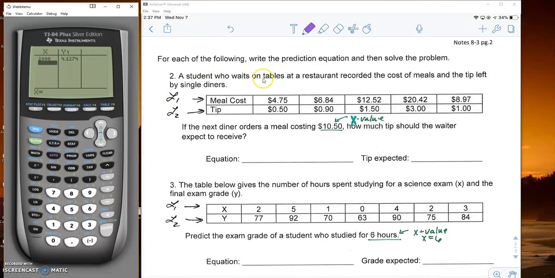So 2, a student who waits on tables at a restaurant recorded the cost of meals and the tip left by each diner. So we have meal costs and tip. If the next diner orders a meal costing $10.50, how much tip should the waiter expect to receive? So I'm going to go back to Stat Edit because these are pretty extensive lists. I'm going to go ahead and clear them out. My meals go in L1, and I need to be very careful that I am typing these things in correctly.